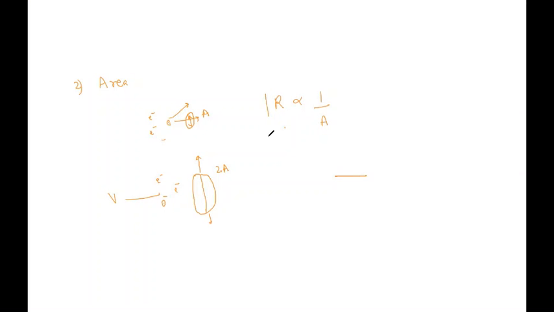This is also a kind of inverse linear relationship. That means if you go from area to twice the area, your resistance will get half. And if you go to four times the area, your resistance will go to one fourth. Got it?